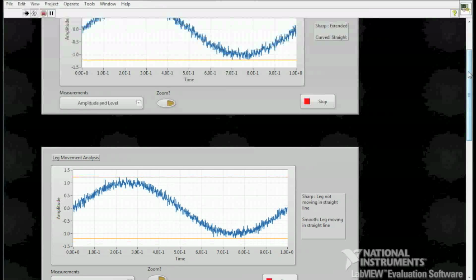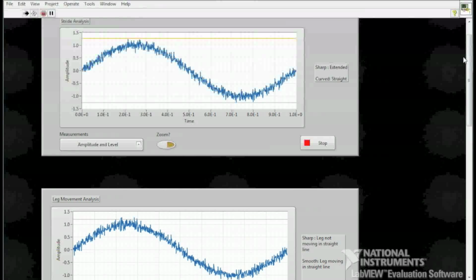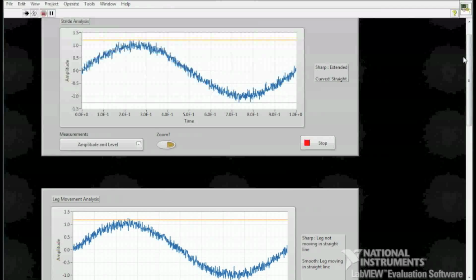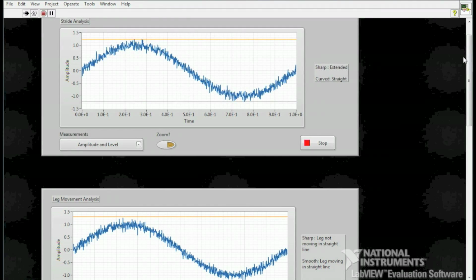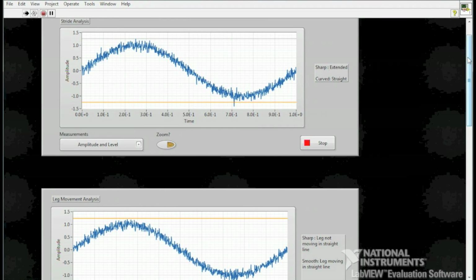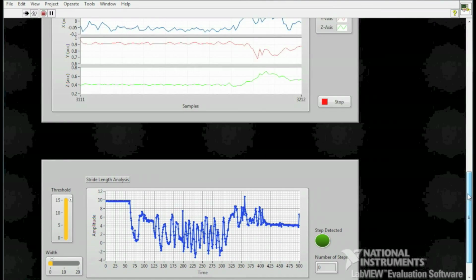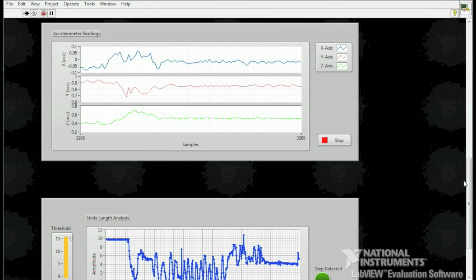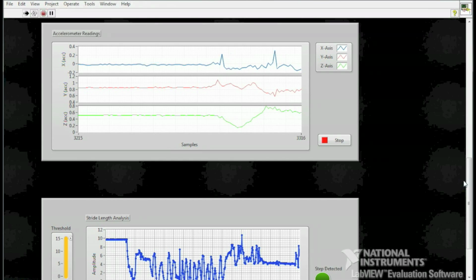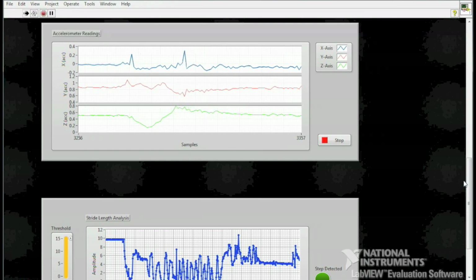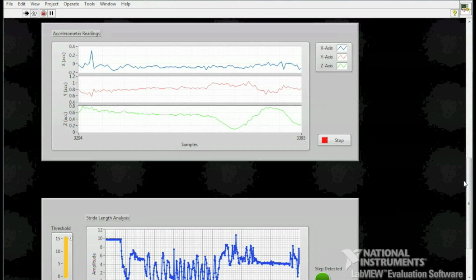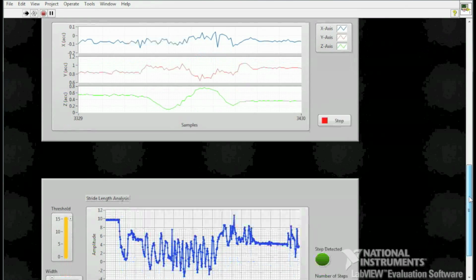Now you may notice that both graphs are similar. The only difference is that the strike analysis uses the z value of the accelerometer and the rate movement analysis uses the x value of the accelerometer. The third graph we see is the basic accelerometer readings, and I have split the graphs into 3 graphs for easy analysis.